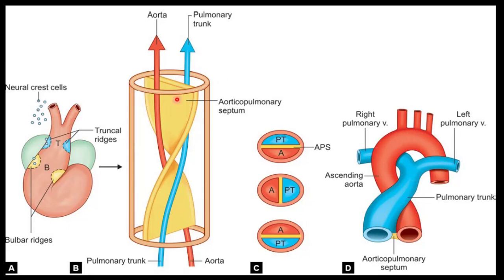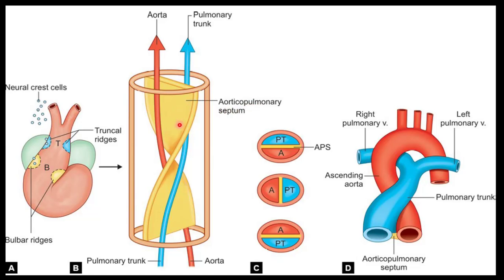Now, what could go wrong? If this aorticopulmonary septum fails to form, you can have a patent truncus arteriosus or a persistent truncus arteriosus, okay? And that will lead to cyanosis, okay? Also, if this aorticopulmonary septum does not spiral, you can have transposition of the great arteries.